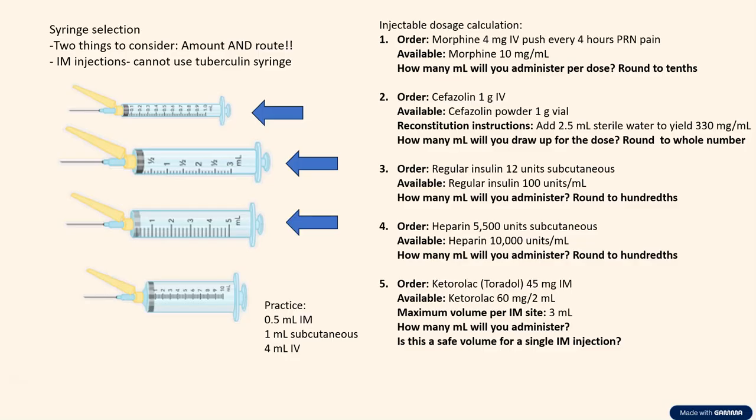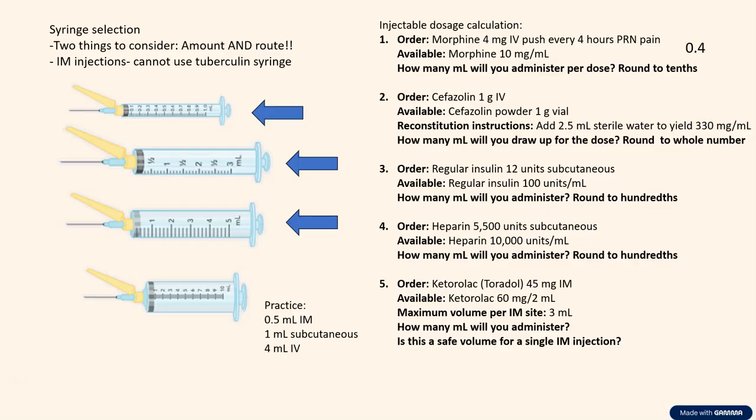On the right side of the screen, let's look at some injectable dosage calculations. You're going to use whichever method you prefer to calculate these dosages, whether that be ratio proportion, desired over have, or dimensional analysis. First one. Morphine, 4 milligrams IV every 4 hours, PRN pain. You have an available supply of 10 milligrams per milliliter, and it's asking how many milliliters will you administer per dose, round to tenths. The correct answer is to administer 0.4 milliliters.